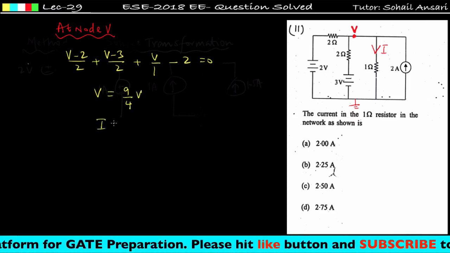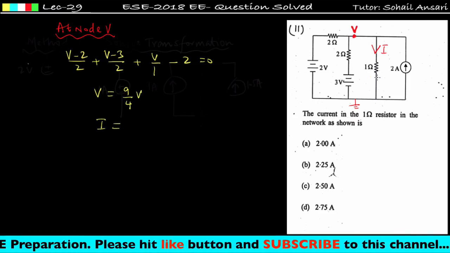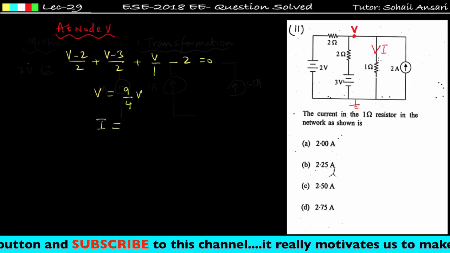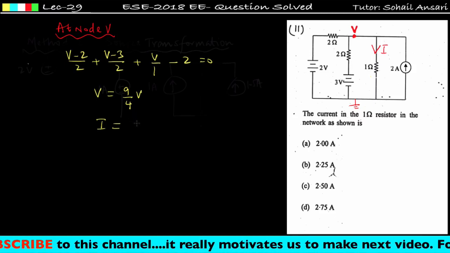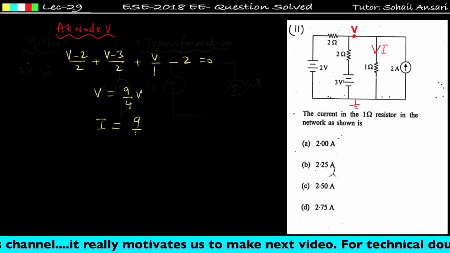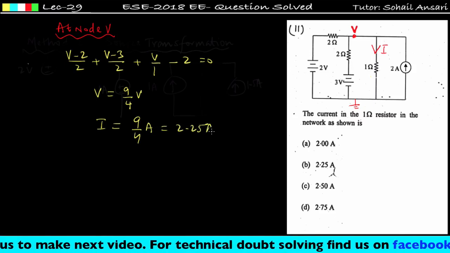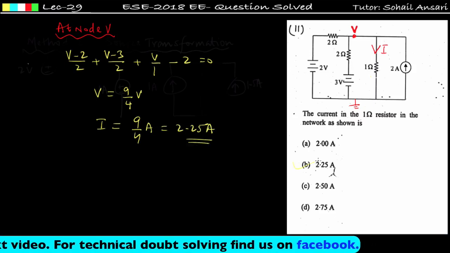So I can easily write I is equal to V by 1. This is the reference node and V is the total voltage across it. So the current flowing in the 1 ohm resistor will be V by 1, that is equal to 9 by 4 ampere, that is equal to 2.25 ampere. So option B is correct.